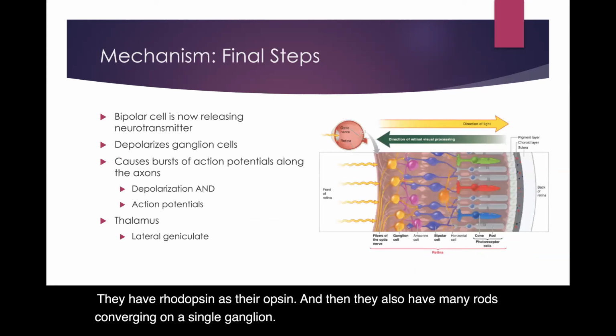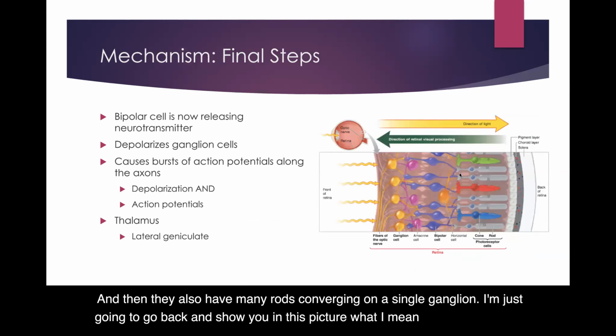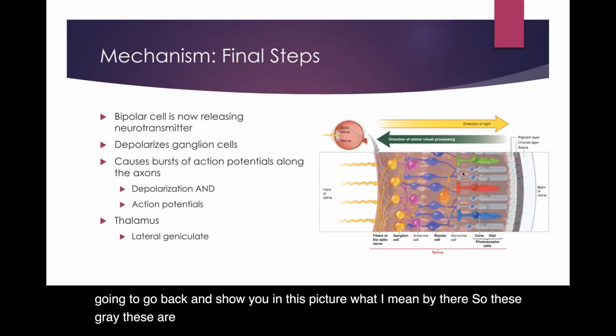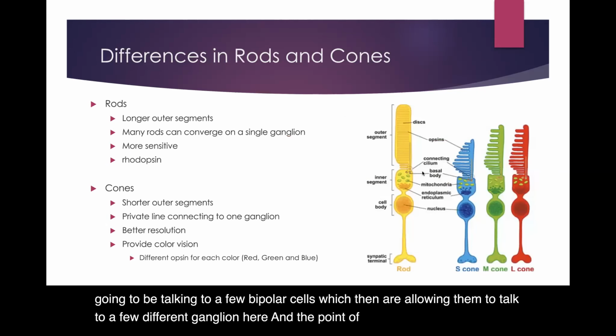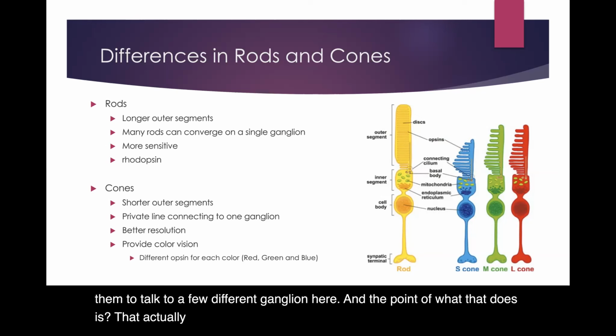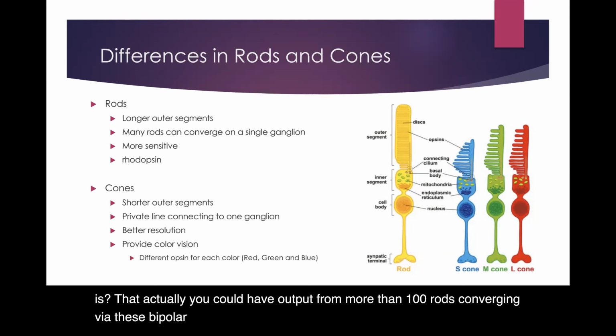I'm just going to go back and show you in this picture what I mean by that. So these gray ones are our rods. And as you can see, they don't just talk to one bipolar cell. They're going to be talking to a few bipolar cells, which then allow them to talk to a few different ganglion cells here. And what that does is that you could have output from more than 100 rods converging via these bipolar cells on a single ganglion.